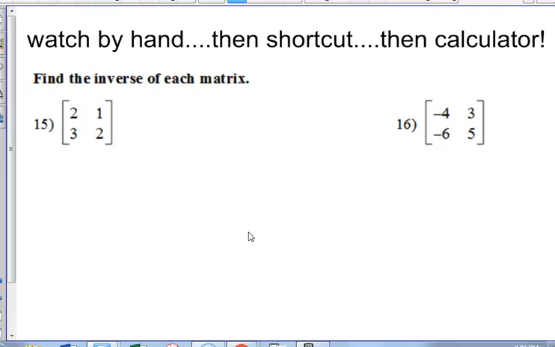I'm going to show you the long way, and then we're going to talk about the shortcut. Put down your pencil and watch me. The inverse here is some unknown. And what is it supposed to get when I multiply by an inverse?